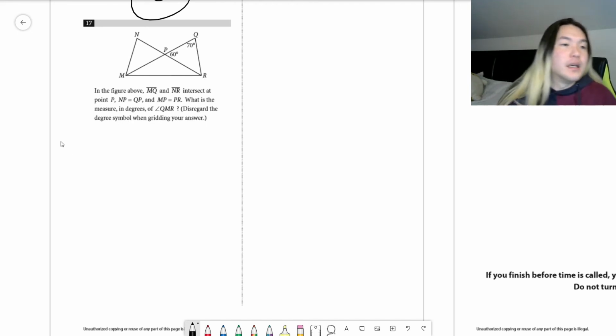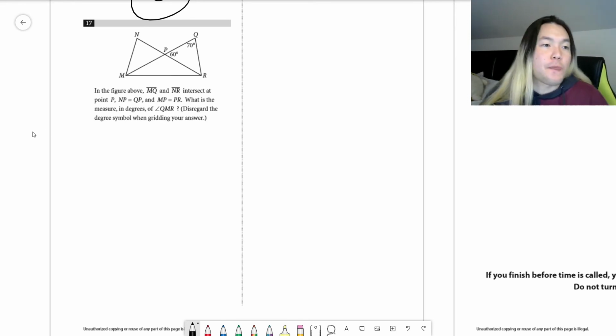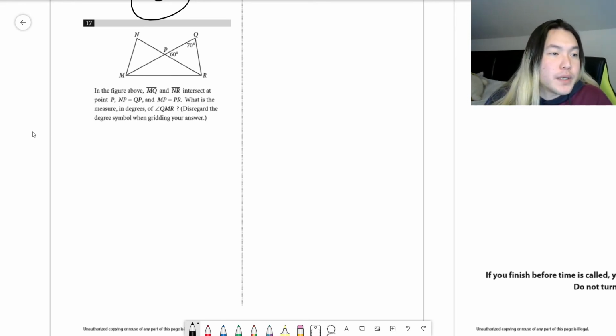Okay. Let's see. So we definitely know this angle here. This angle here adds up with 60 to be 180 because this is a straight line, right? So this has to be 120. So how do we solve for this one?